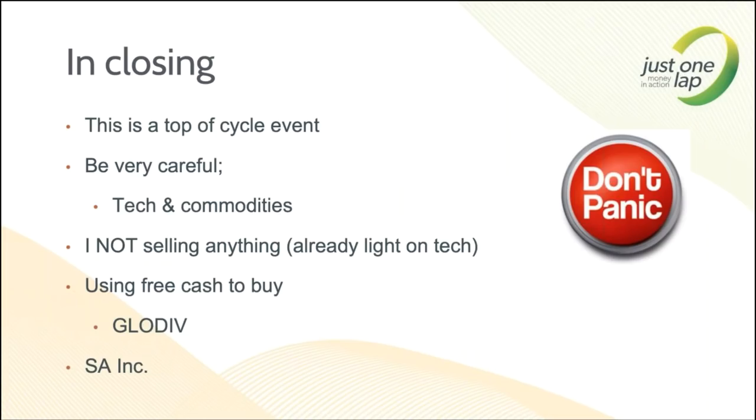I'm not selling anything. I'm already light in tech. I don't own NASDAQ. I buy the Ashburton 1200. Why do I buy the Ashburton 1200? Because it's massively diverse and it doesn't have any deep overexposure to tech or any of the other sectors which might cause me pain and horror. Cash going into GloDiv. And then SA Inc.